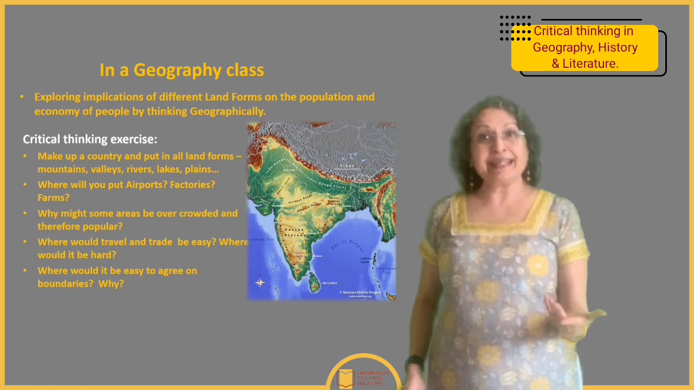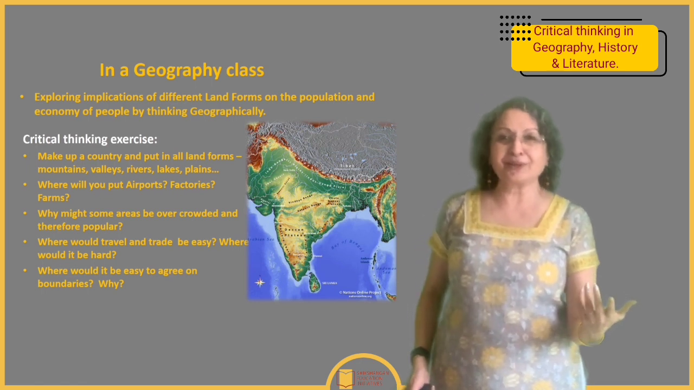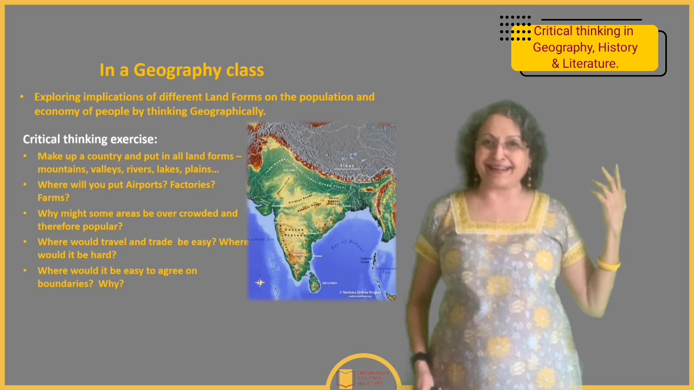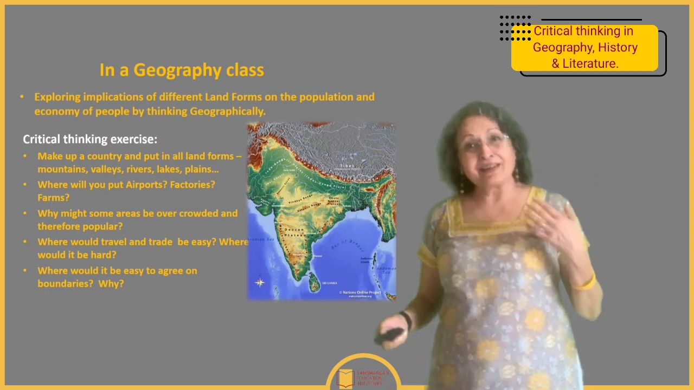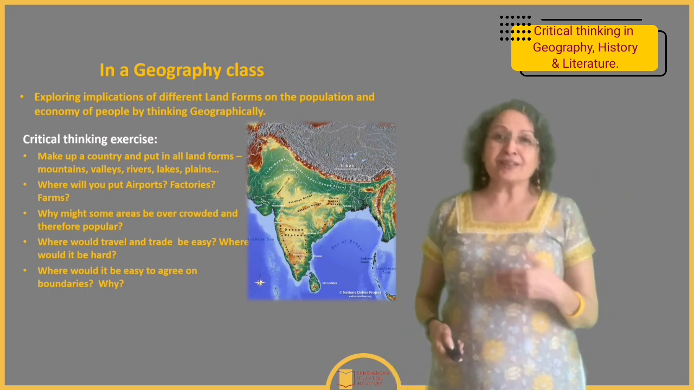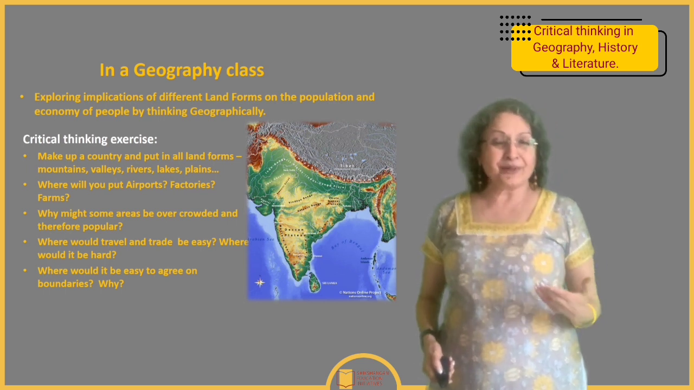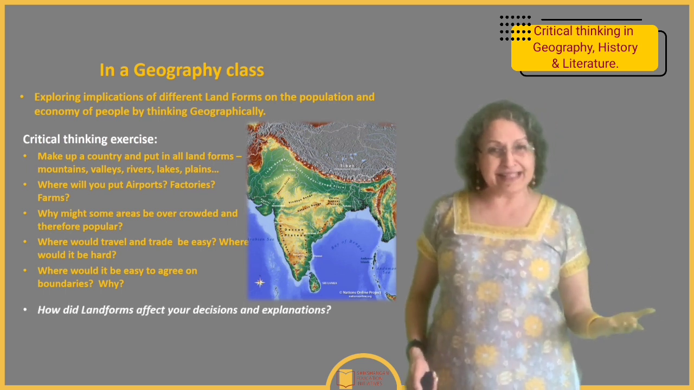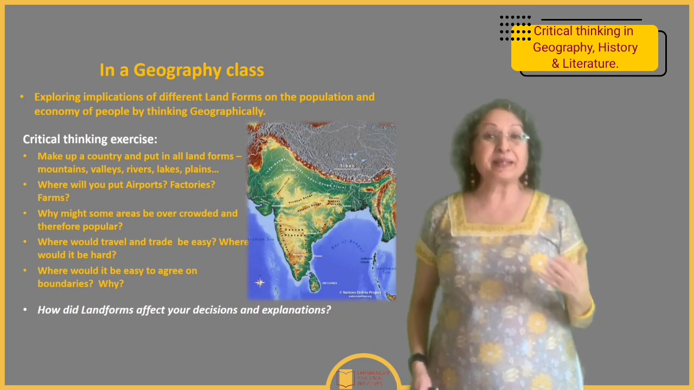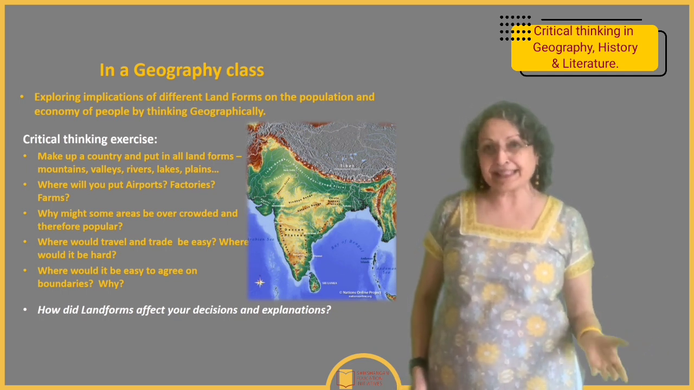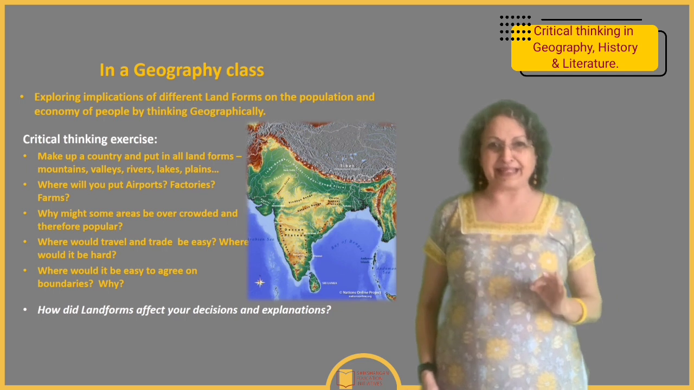Now, where would it be easy to agree on boundaries? ये तो हमेशा का ज्वलंत एक सवाल रहता है हर देश में, और हमारे देश में तो है ही कि कौन सी बाउंड्री, आपकी सीमा उल्लंघन तो होता ही रहता है. Why can we agree on boundaries? Where can we easily agree and where can we not? इसके बारे में भी बच्चे critically सोच सकते हैं simple landforms देख के.